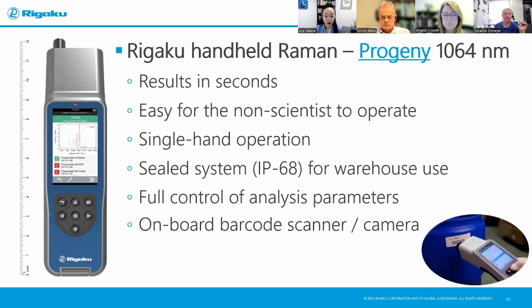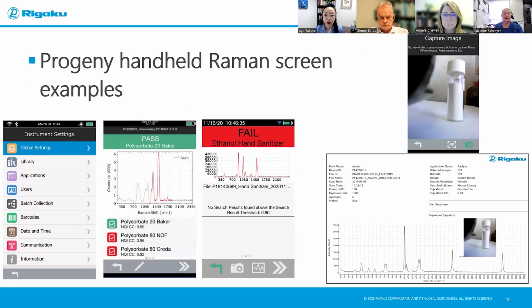We also have an onboard scanner and camera, so you can do barcodes, and you can also take pictures of your materials if you need to. And all of this comes together in a data stream that's 21 CFR Part 11 compliant, and you can get the data out if you want and analyze it further in other software, or you can just use it to do a quick pass-fail for your incoming materials.